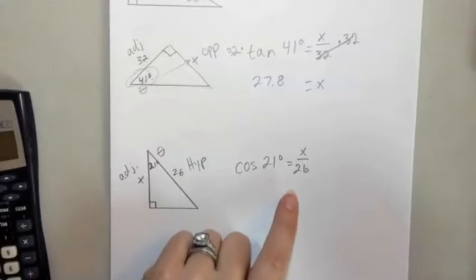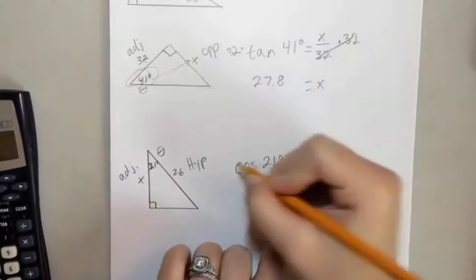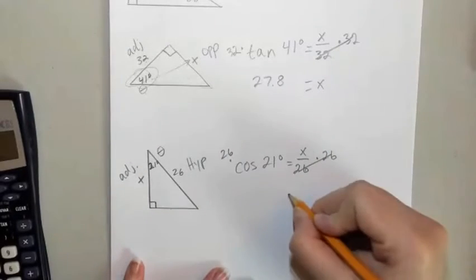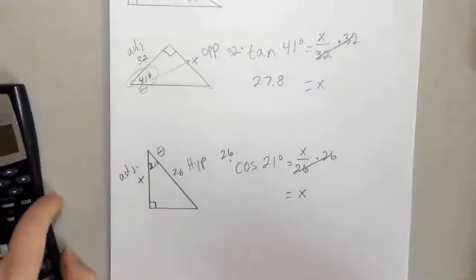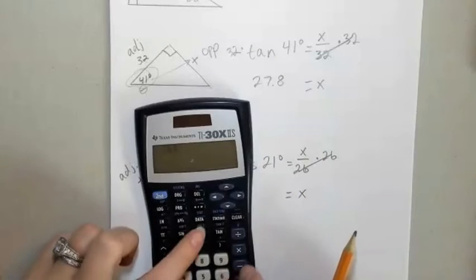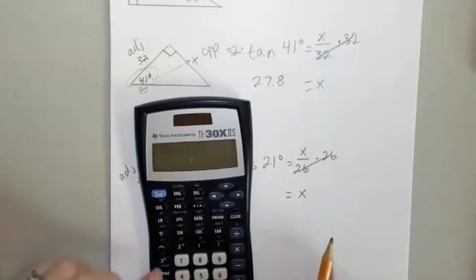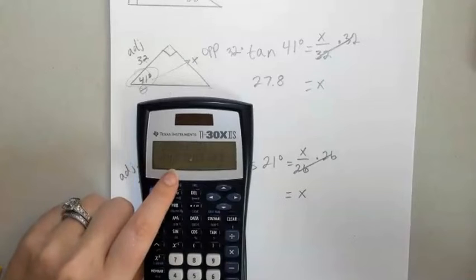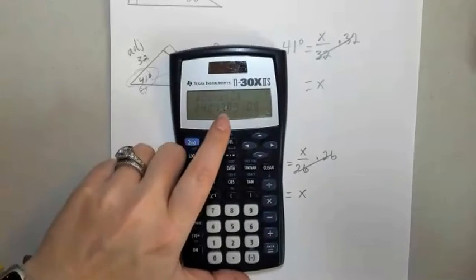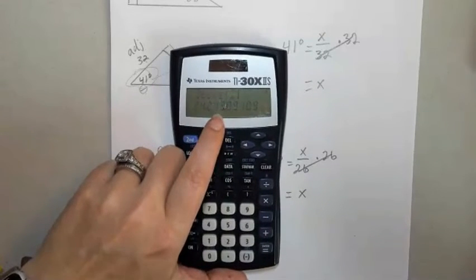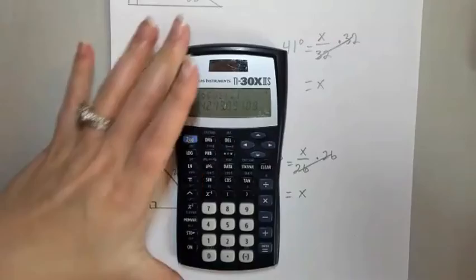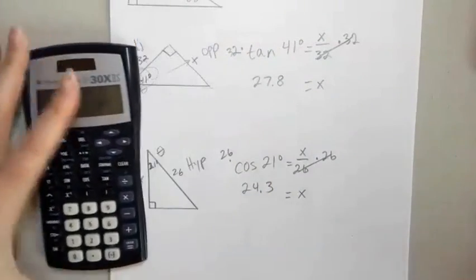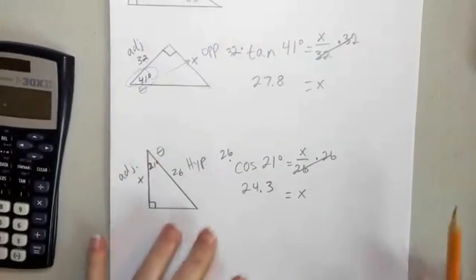All right. I need to multiply by 26, and that'll cancel. And then I type that in my calculator, 26 cosine of 21. And here, I'm going to keep that decimal place, but I'm going to look at next to it. I've got a 7. 7 tells me to bump that up one more. So I've got 24.3. All right, and there's your 3 examples.